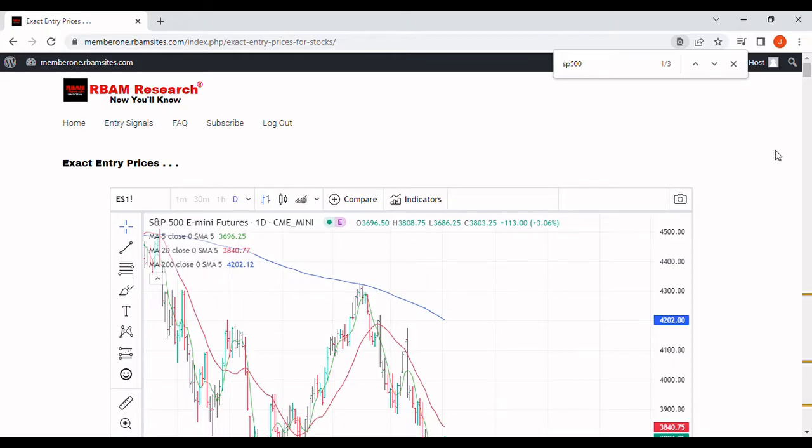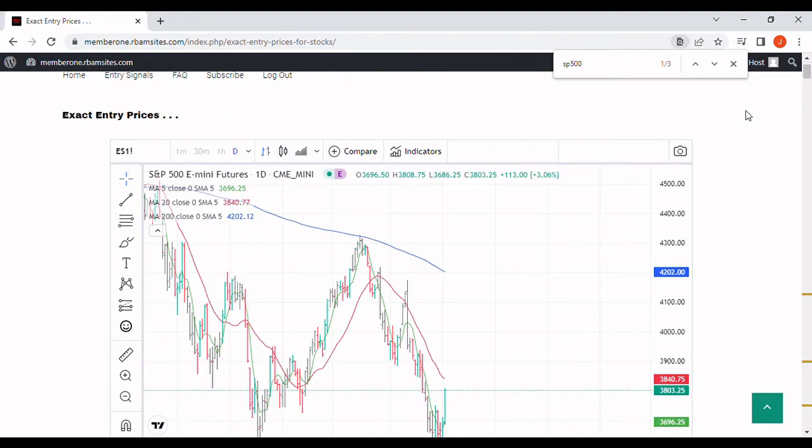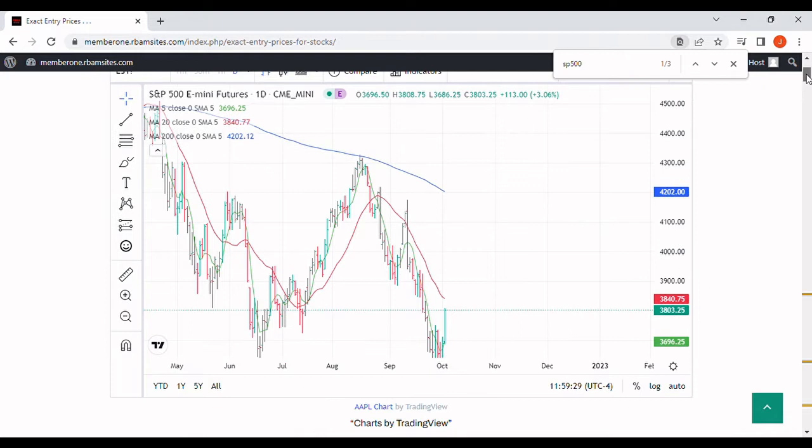We're going to do a brief video on algo trading the SP500, and we've got a daily chart up here of the SP500 E-mini futures contract. The symbol's ES on the Chicago Mercantile Exchange. You can't see it on this chart because it's not updated yet. But this SP500 is selling off today.